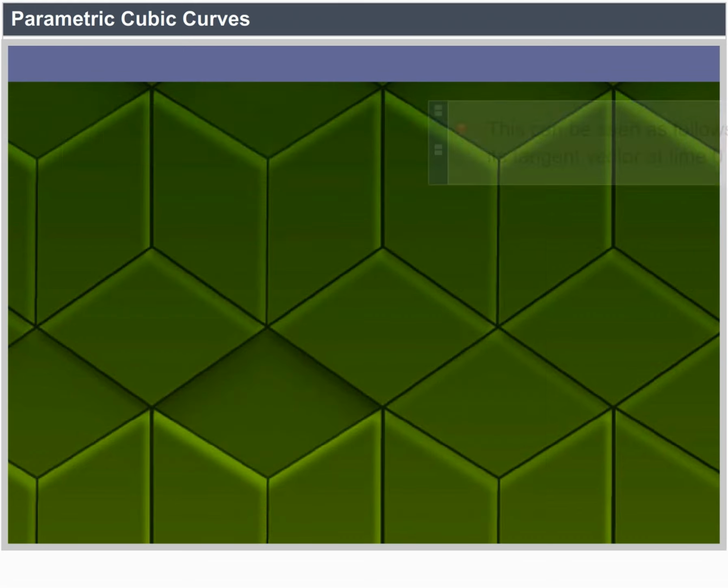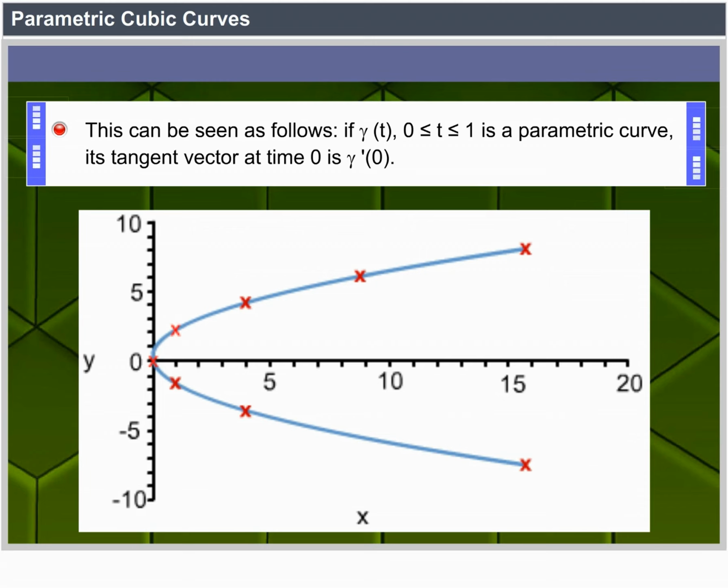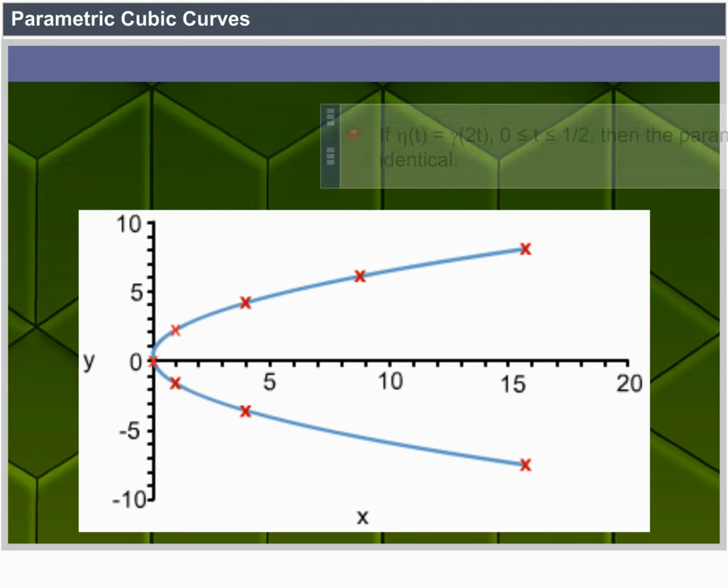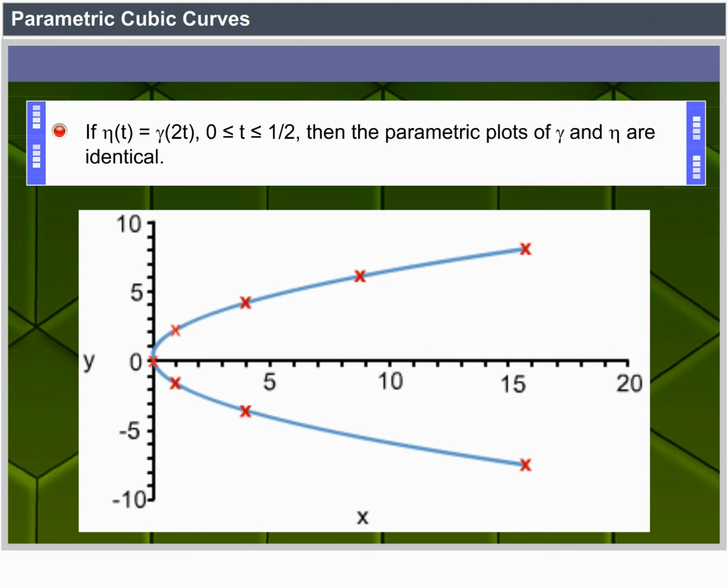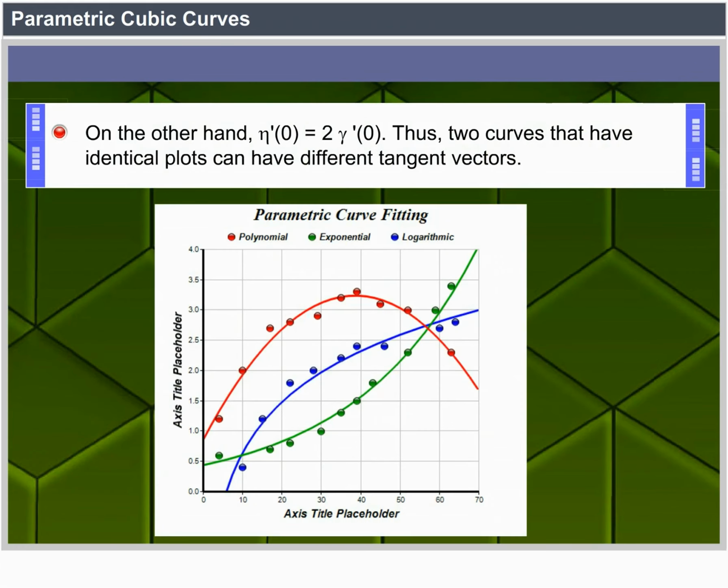If gamma of t, with t lying between or equal to 0 and 1, is a parametric curve, its tangent vector at time 0 is gamma dash 0. If we let eta of t equal gamma of 2t, with t lying between or equal to 0 and half, then the parametric plots of gamma and eta are identical. On the other hand, eta dash 0 equals 2 gamma dash 0. Thus, two curves that have identical plots can have different tangent vectors.